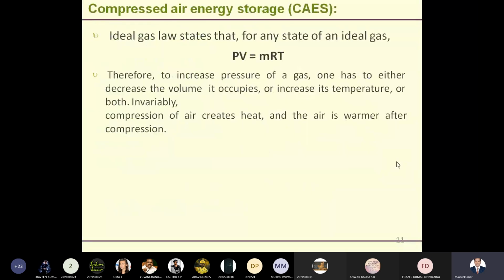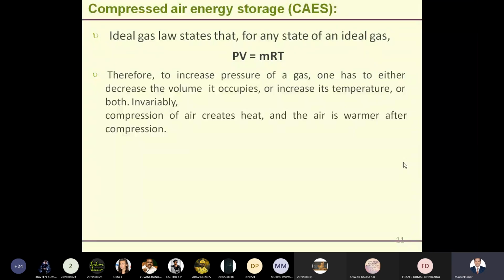So one is the ideal gas law, compressed air energy storage. That is PV = mRT. You know very well about this formula. Here P stands for pressure, and V stands for the volume of the vessel. Then m stands for the mass of the air. Then we have R, the universal gas constant. Then we have T, temperature.